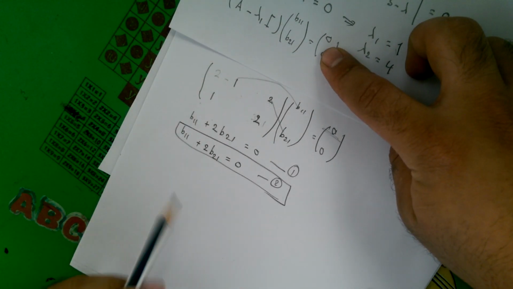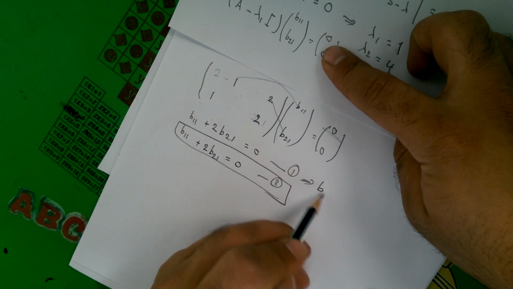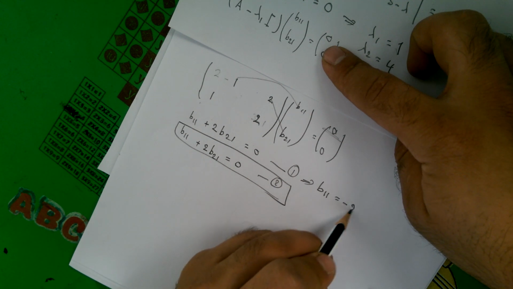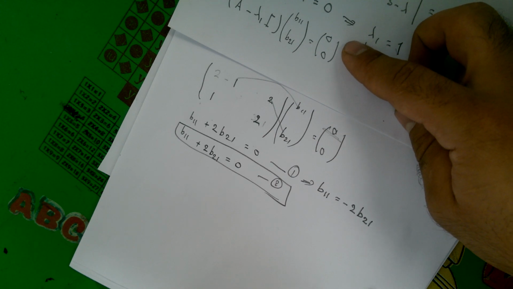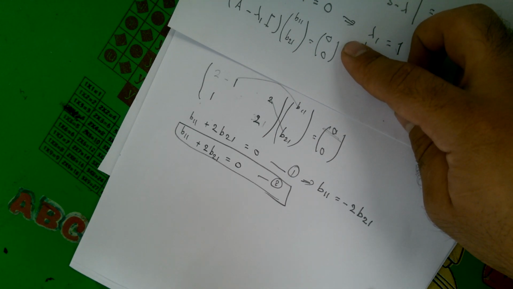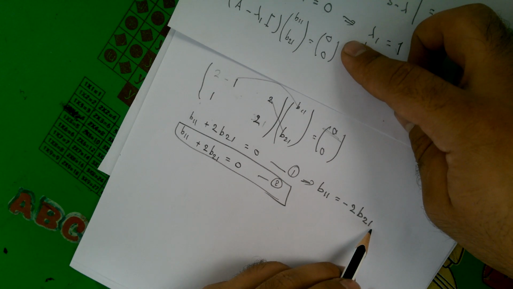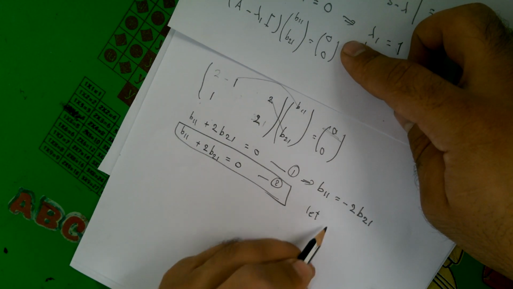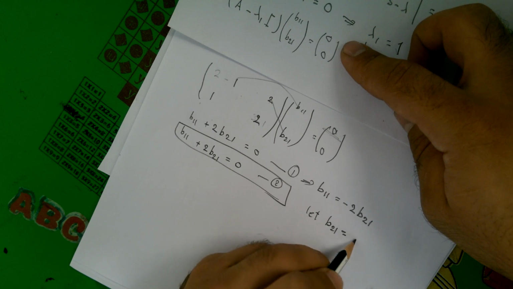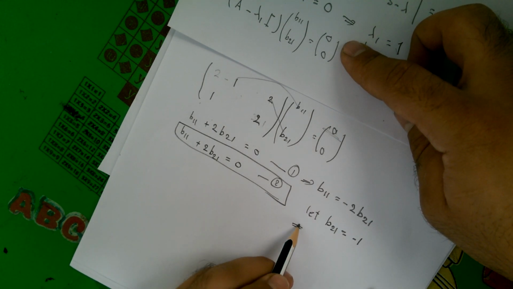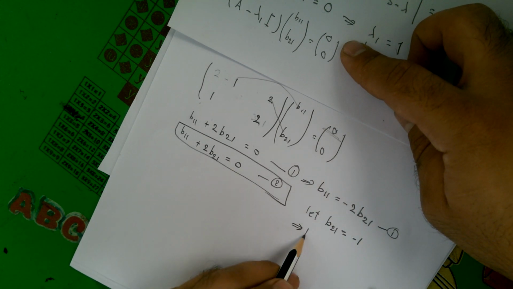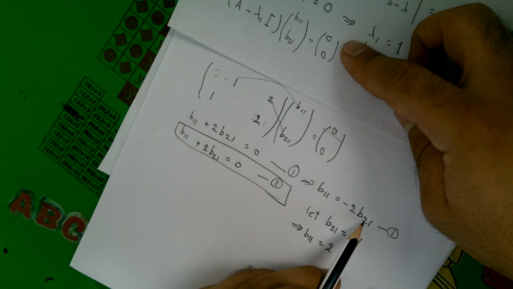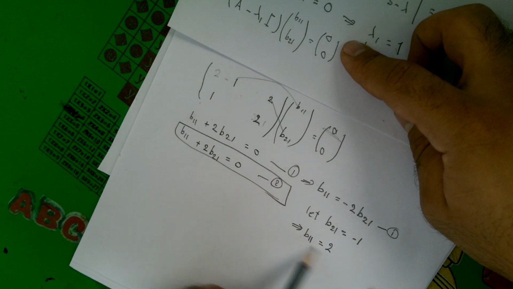Now from this, b11 is equal to minus 2 b21. If you take b21 equal to minus 1, then putting it in equation 1, you get b11 is equal to 2, because it will be minus 1 times minus 2, and it is equal to 2.